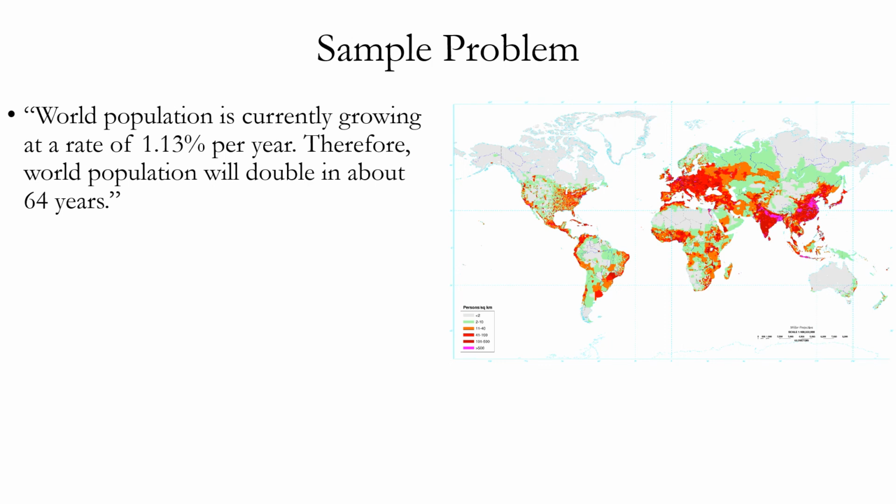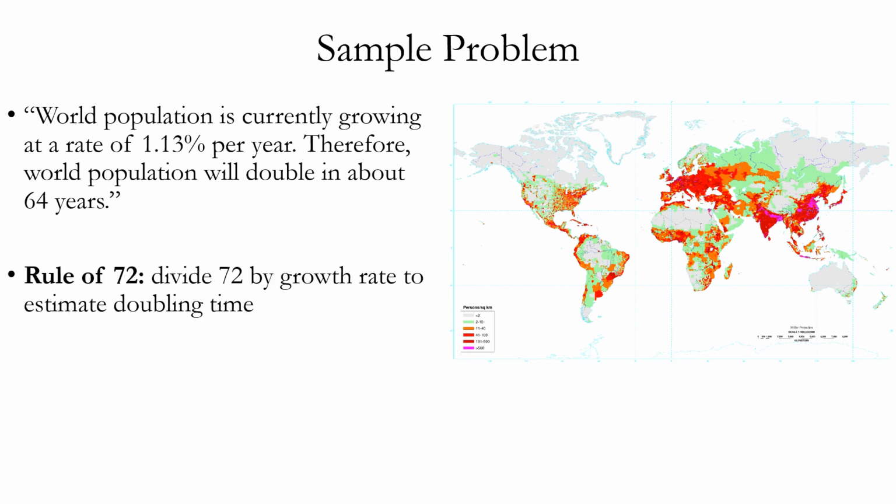For this sample problem, we're assessing the claim and the argument: world population is currently growing at a rate of 1.13% per year. Therefore, world population will double in about 64 years. Now, this argument is relying upon something called the rule of 72, which is often used by investors when they're trying to figure out how long it will take an investment to double if it's growing at a set rate per year. This rule of thumb is to divide the number 72 by the growth rate of something to estimate its doubling time. And if you use the rule of 72, this argument does seem to check out. If you divide 72 by 1.13%, then you will get 64 years as the doubling time of the world's population.